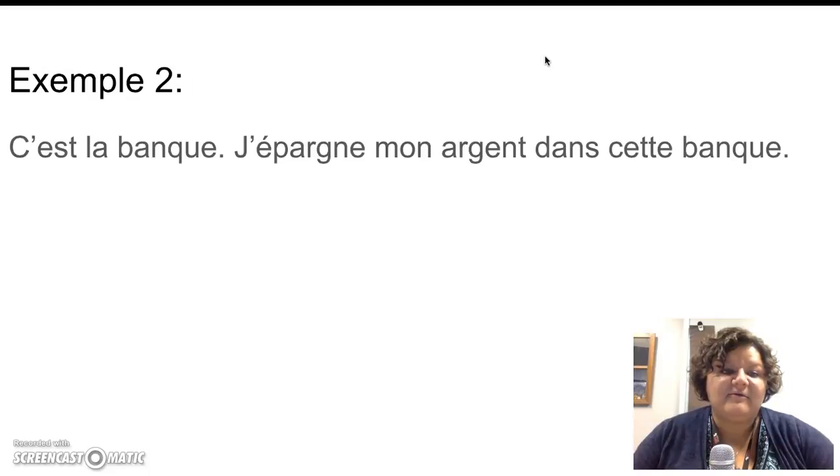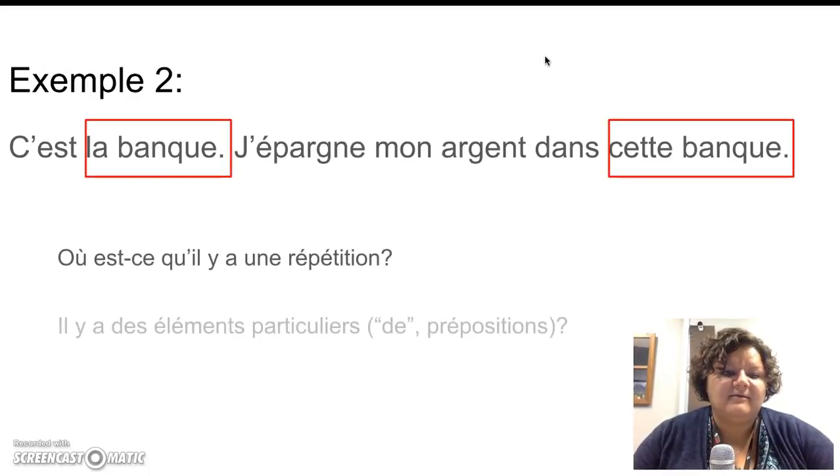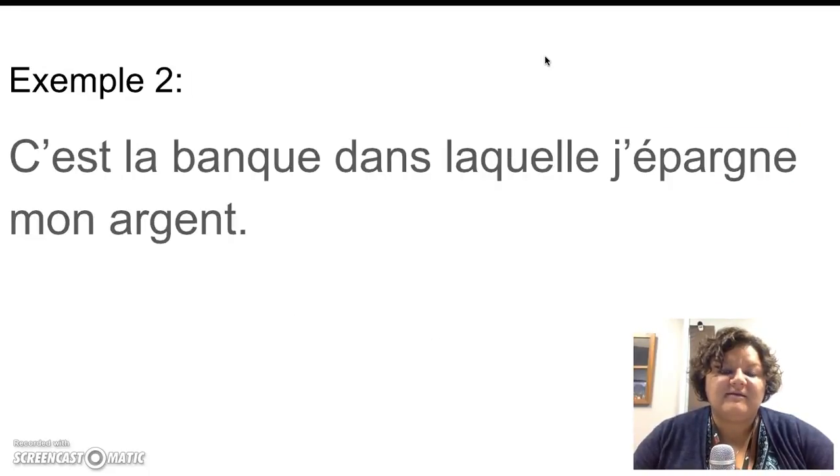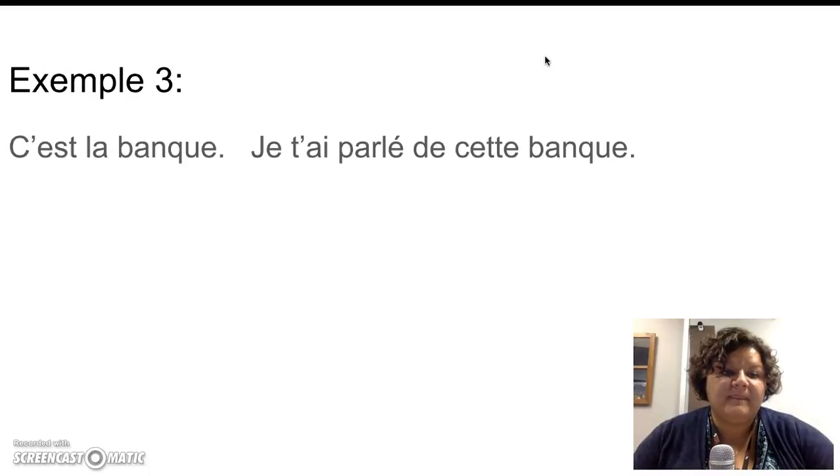Okay, here's our second example. C'est la banque, j'épargne mon argent dans cette banque. I save my money in this bank. So is there a repetition? Yes, it's the bank. Are there any specific elements that will signal us one way or the other? Yes, we have a preposition. So that tells us that it's going to be lequel. We're in that family of lequel, and because it's the bank, it's going to be laquelle, la banque. C'est la banque dans laquelle j'épargne mon argent.